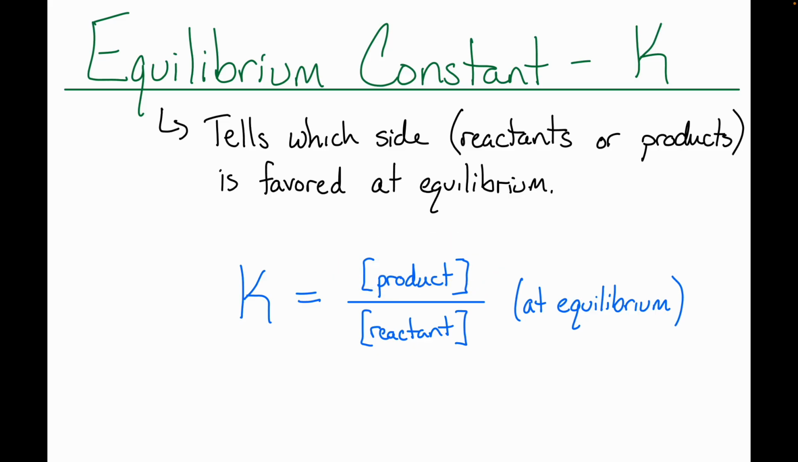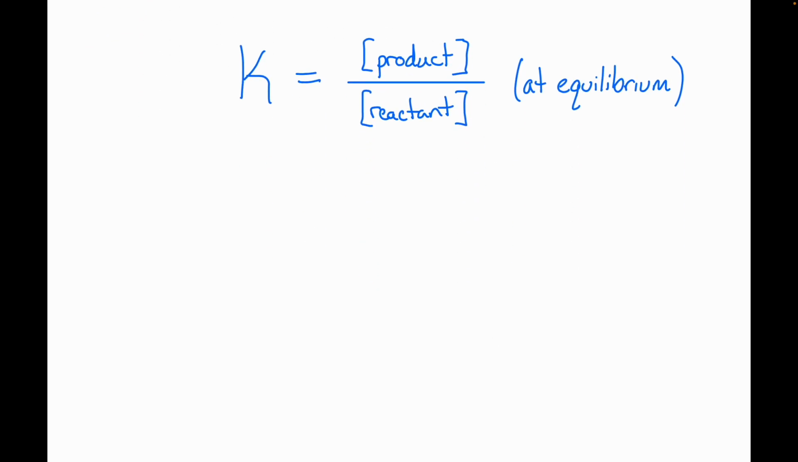All right, so a big number for K is a reaction that favors your products. If you have a teeny tiny number for your value of K, that means that your numerator is small and that your denominator has to be big. So that would be a reaction that favors your reactants. Okay? So we have these cutoff values that we use. Again, greater than 1 favors the products, less than 1 favors the reactants.